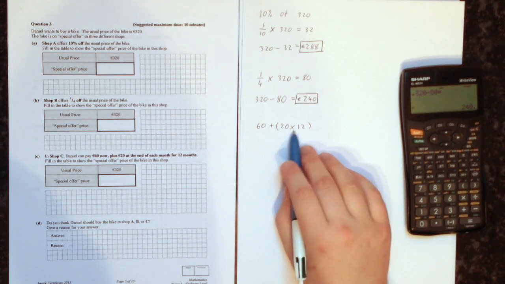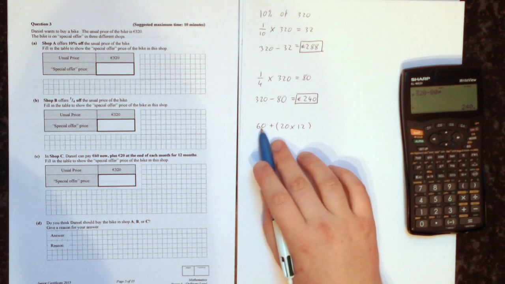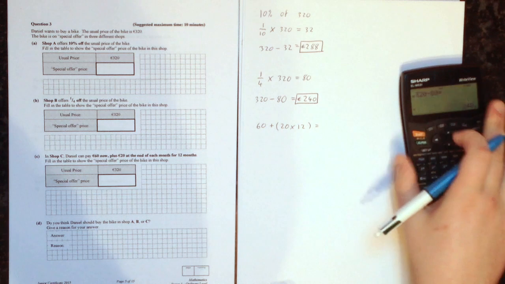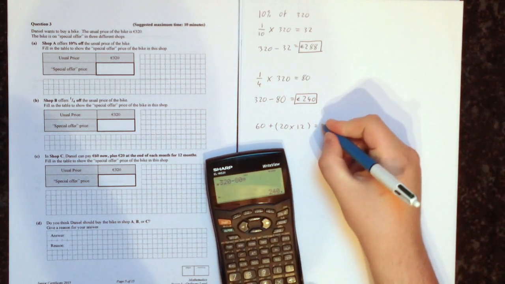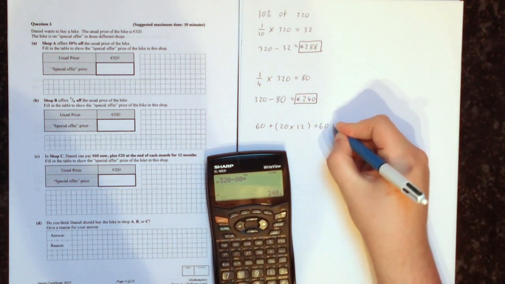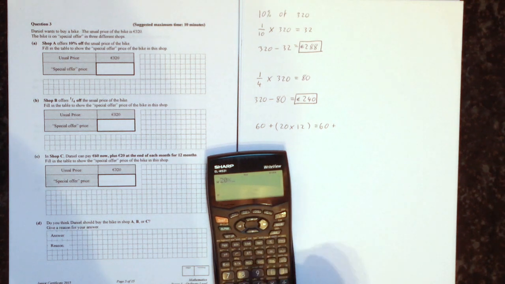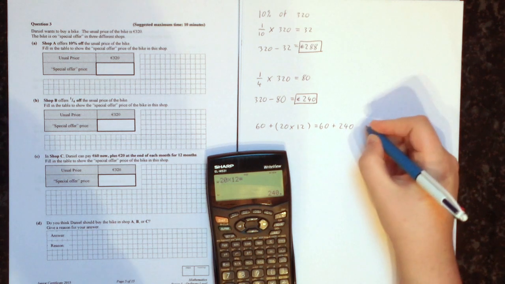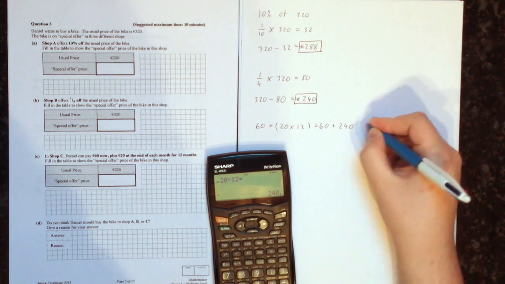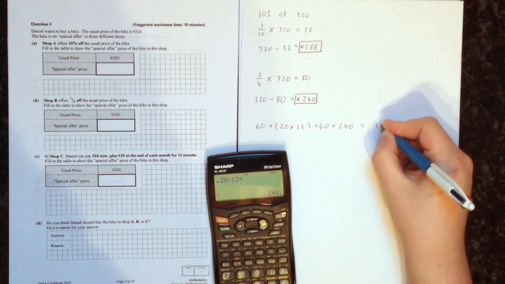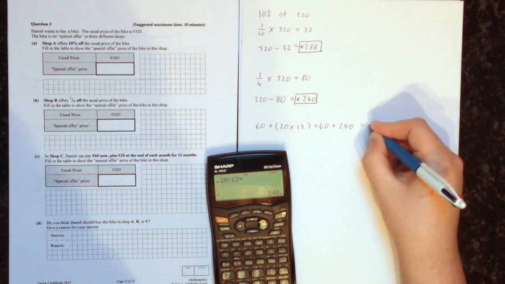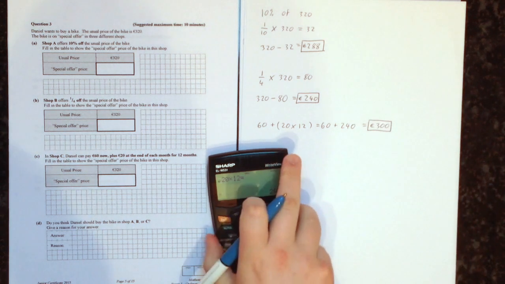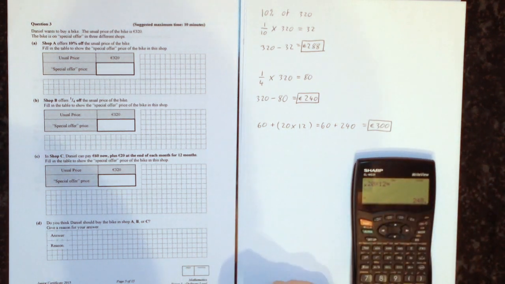So 20 times 12. We're also going to have this 60 that you have to pay at the beginning. So that's going to be equal to 60 plus 20 times 12, which is 240. That's going to be equal to 300 euros. So the special offer price in shop C is 300 euros.